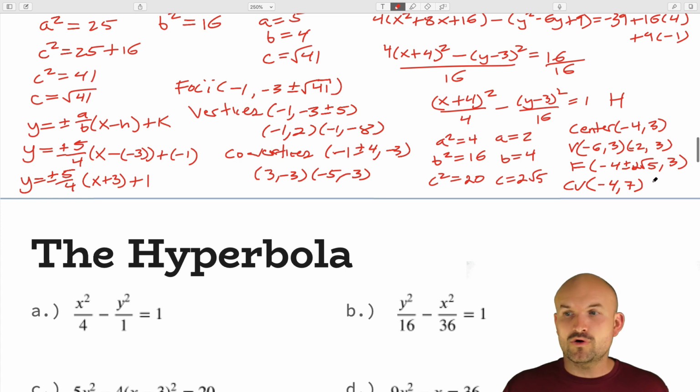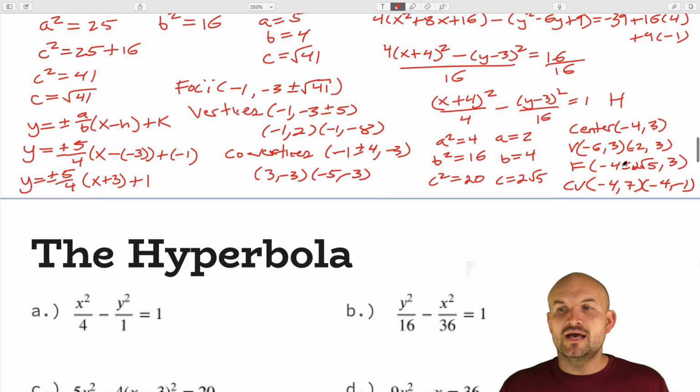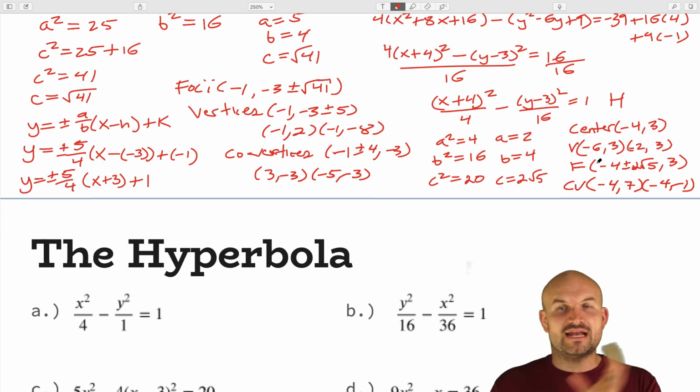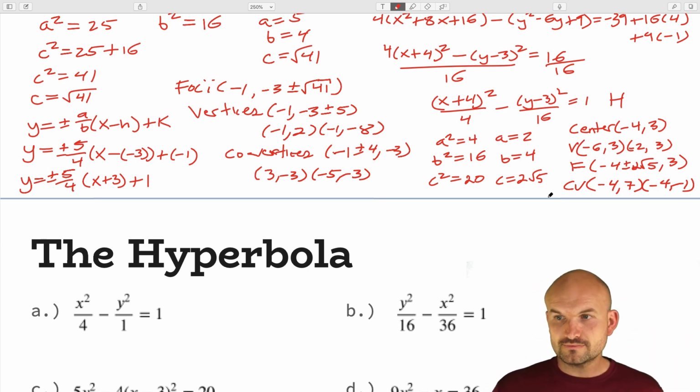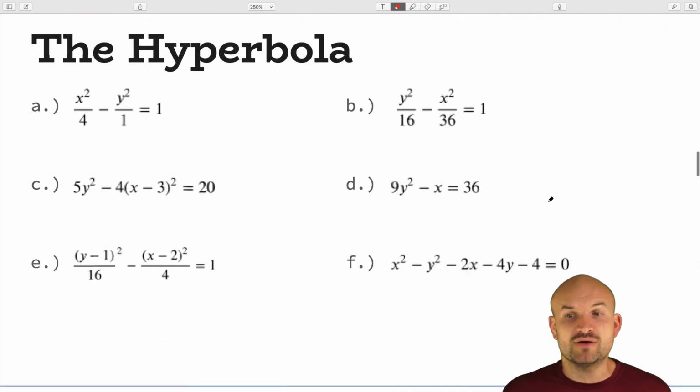And 3 minus 4 would be -1. So that'd be a -4, -1. Okay, but for my vertices and my foci, you can see that I'm moving left and right. Okay, so those have been the two problems I would have done with my students.